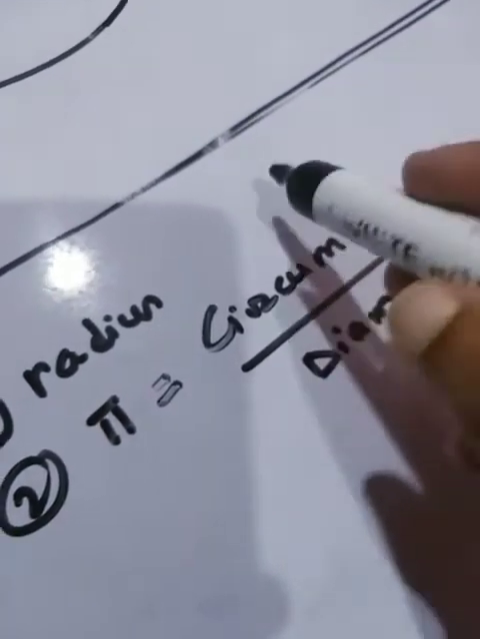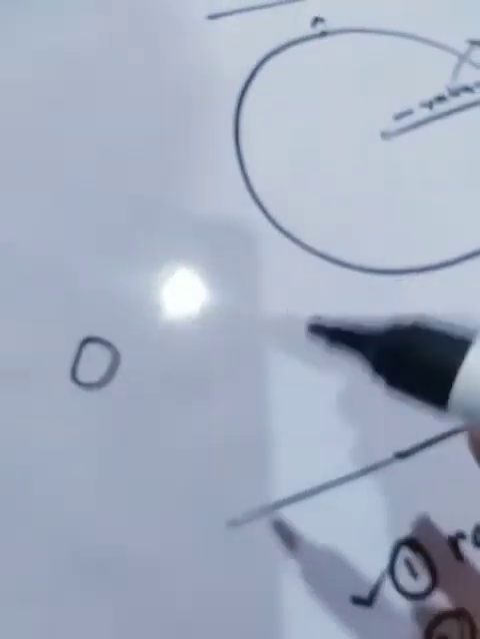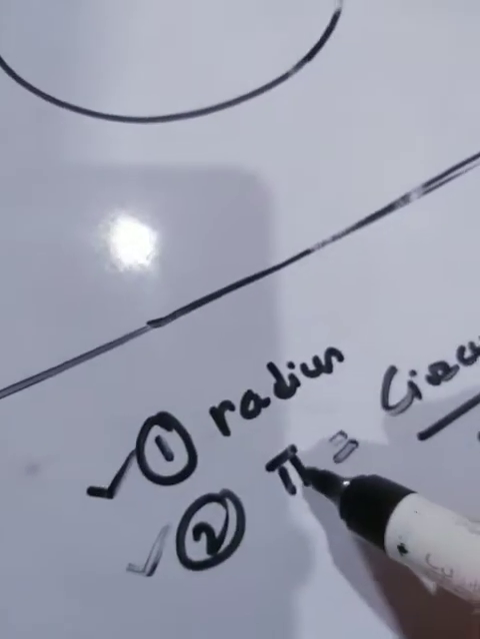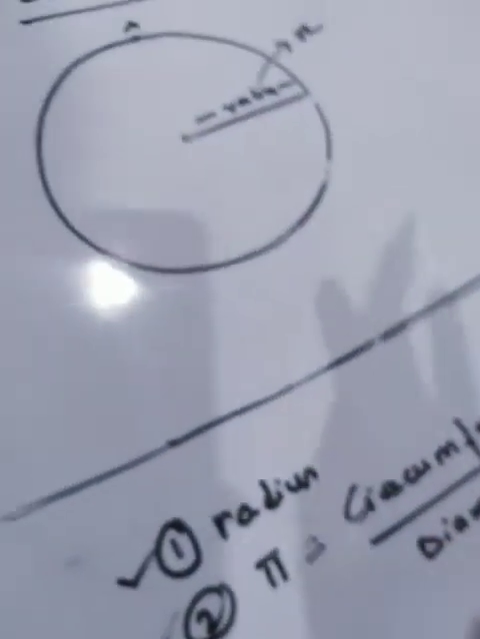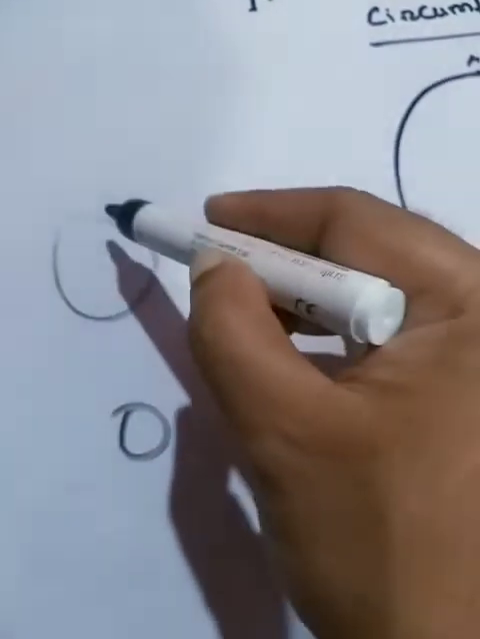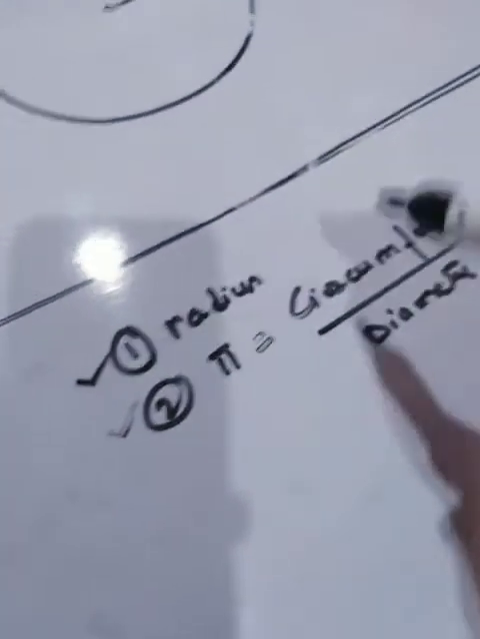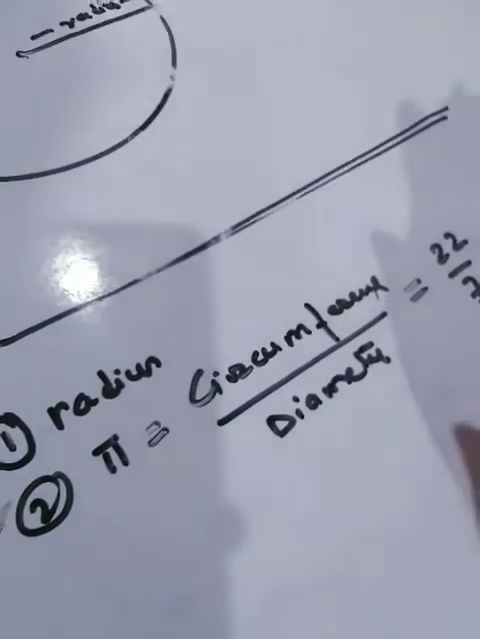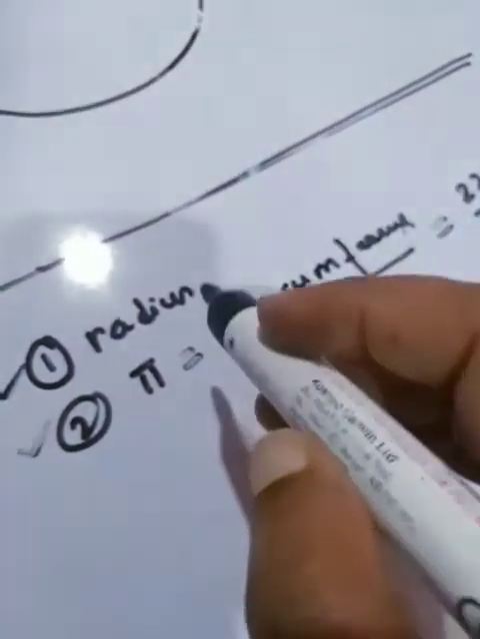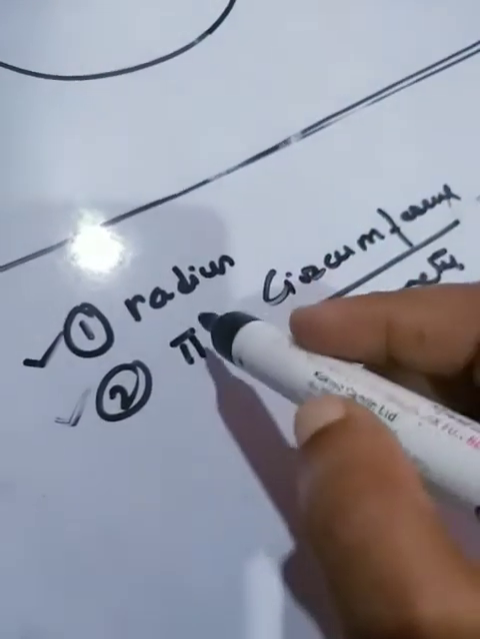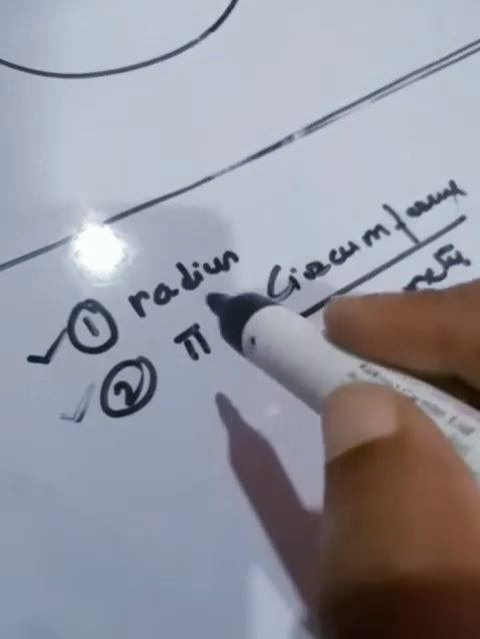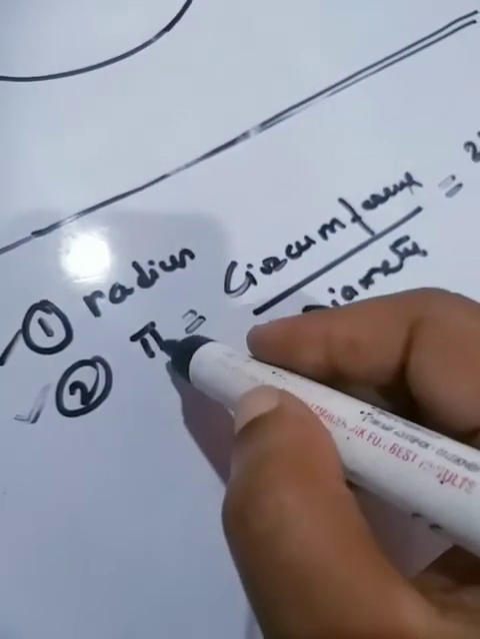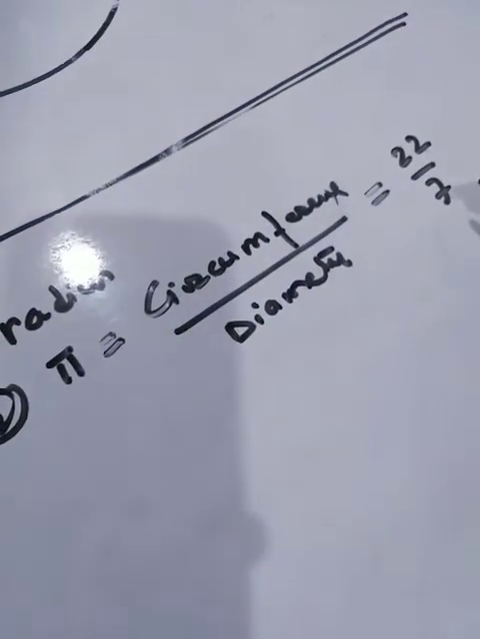This is why it doesn't matter what the size of the circle is. Suppose it is like this, or like this, or like this, it doesn't matter what the size of the circle is, the value of pi will never change, because when you divide the circumference by the diameter of that circle, you will always get the value 22/7 for any circle, students. That is the reason why we say that pi is a constant mathematical term. So the value that we will use for pi is 22/7.